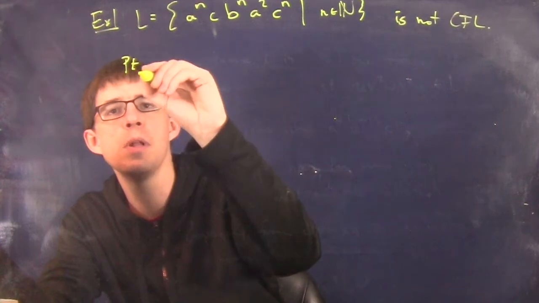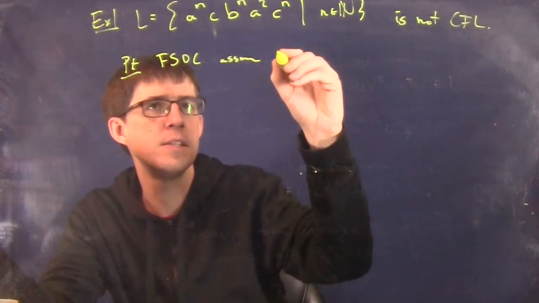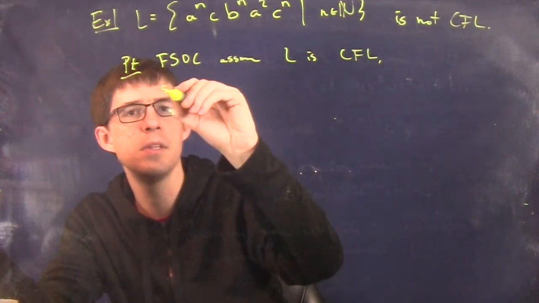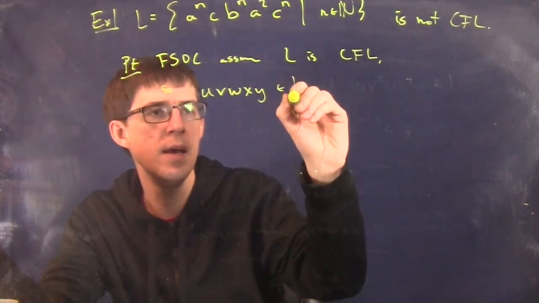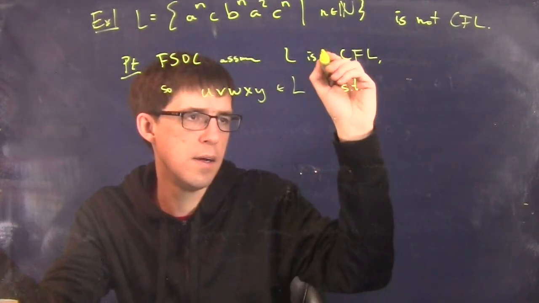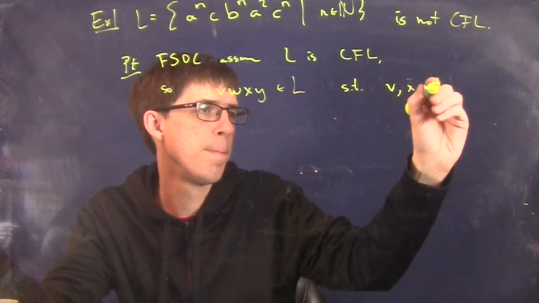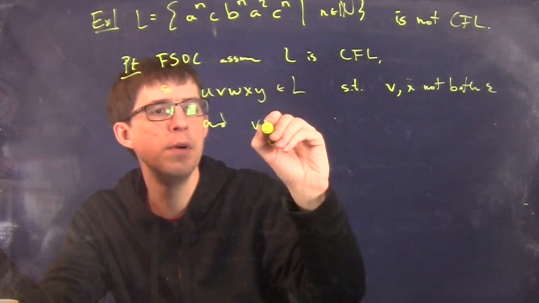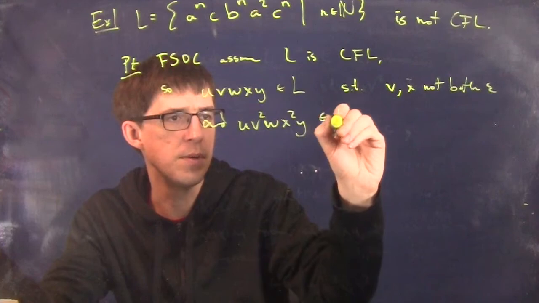So, as usual, I'm going to say, for the sake of contradiction, assume that L is a context-free language, and then this means that we have some string U, V, W, X, Y in L such that V and X are not both epsilon, and U V squared W X squared Y is also in L.